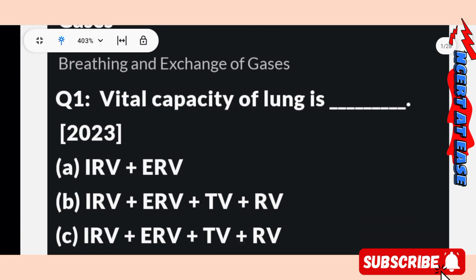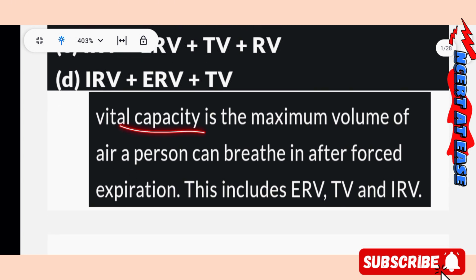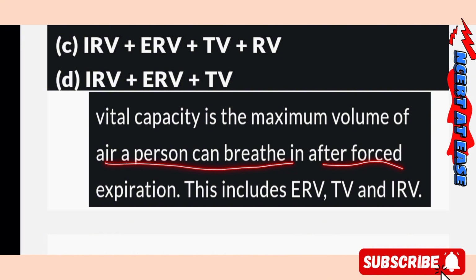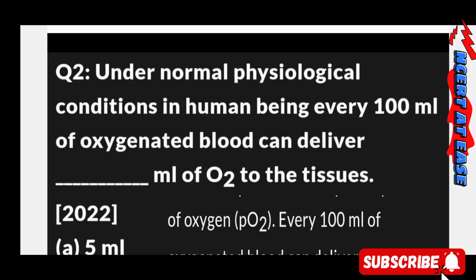Question 1. Vital capacity of lung is. Vital capacity is the maximum volume of air a person can breathe in after forced expiration. This includes ERV, TV, and IRV. Option D, IRV plus ERV plus TV is the correct answer.